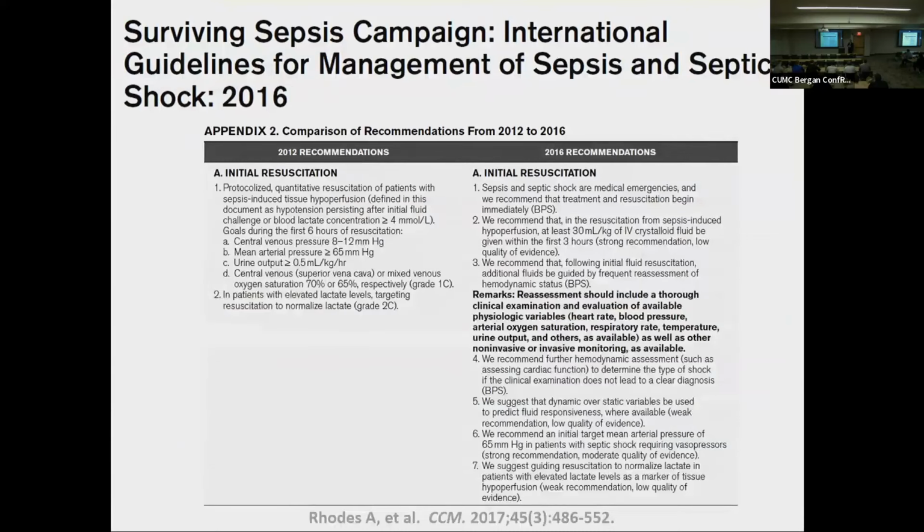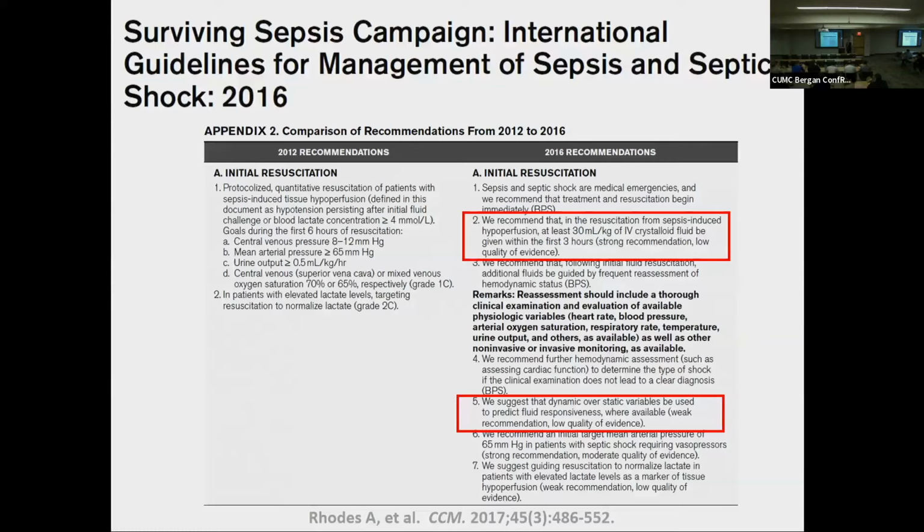And I'm gonna show you a little bit of 2012, 2016, and then the most recent version in 2021 throughout this talk. You can see 2012 to 2016, they say changes, but in reality, it's the same recommendation. And that recommendation is 30 mils per kilo of IV crystalloid as the initial resuscitation fluid in the first 3 hours. They added in 2016 that you should use dynamic measures in order to figure out if you should give more. We'll talk about that briefly.